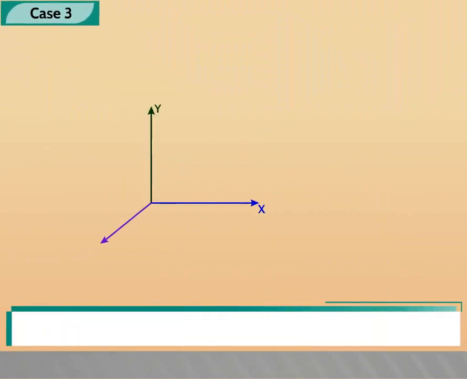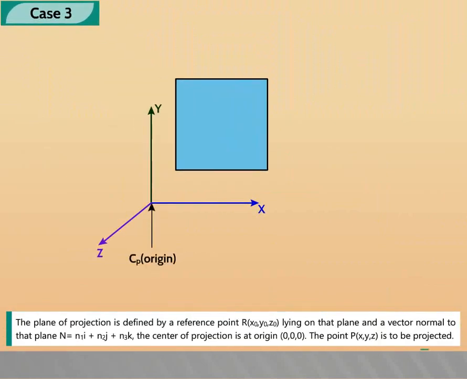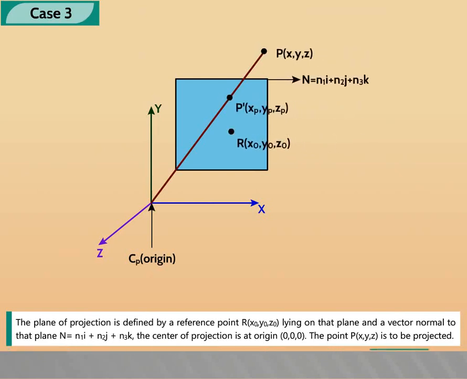Case 3. The plane of projection is defined by a reference point R of x0, y0, z0 lying on that plane and a vector normal to that plane, n is equal to n1 i plus n2 j plus n3 k. The center of projection is at the origin 0, 0, 0.